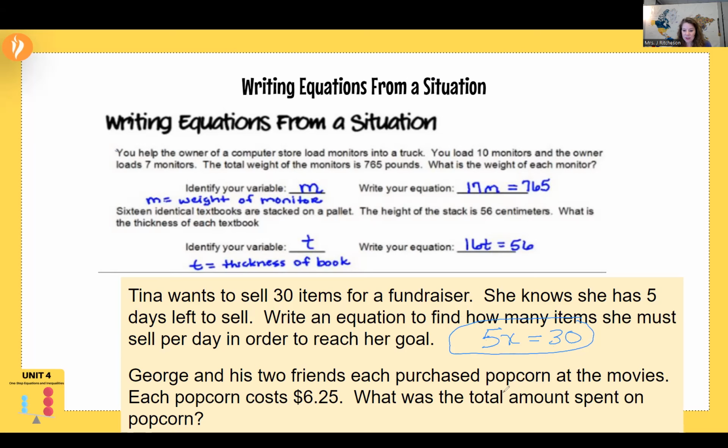George and his 2 friends each purchased popcorn at the movies. Each popcorn cost $6.25. What was the total amount spent on popcorn? So how would we get the price? We would multiply 6.25 times 2. Oh, his 2 friends. So we would multiply 6.25 times 3. And what was the amount? We don't know the total amount, so that would be represented by our variable.